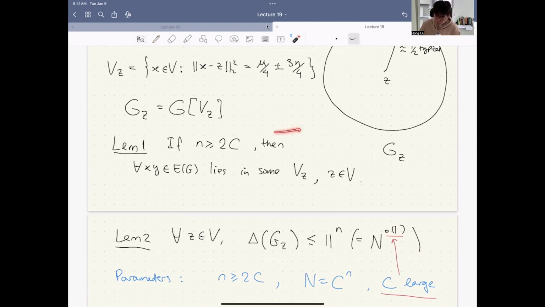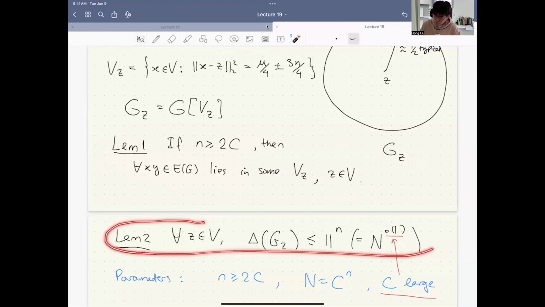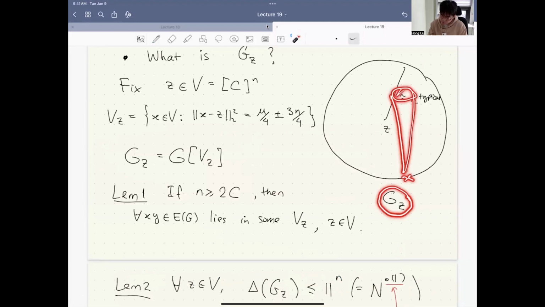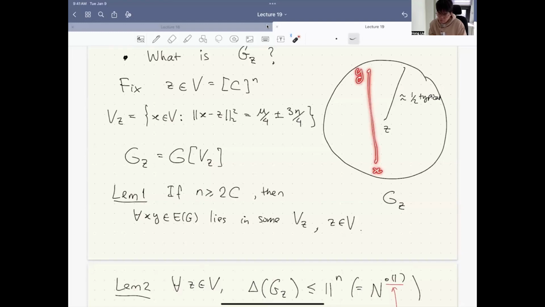In the remaining time, maybe I don't have time to prove that every edge is covered. Let me briefly tell you how to prove that the maximum degree is small. Why? What's the maximum degree? For every vertex x inside this graph, we want to prove that the number of neighbors is very few, at most 11 to the n. Why is this true? First, a pair of vertices x and y are adjacent if their distance is about the typical distance mu. What's the radius of this ball? Half of the typical distance mu. So this is almost the diameter of the ball. So for every adjacent pair of vertices inside this induced subgraph G_z, they have to be almost antipodal.